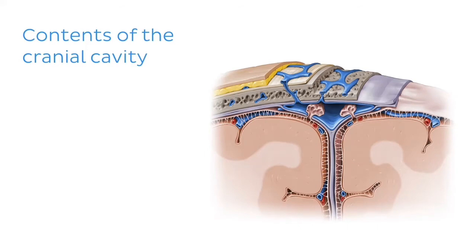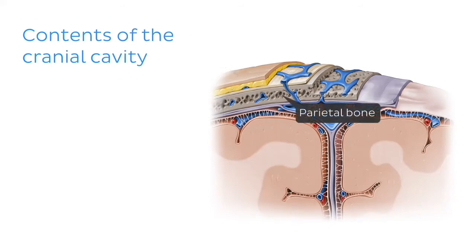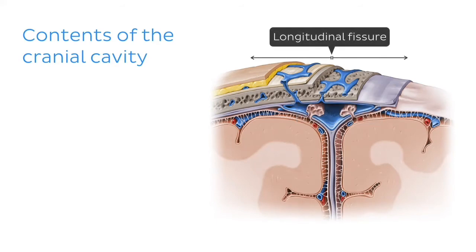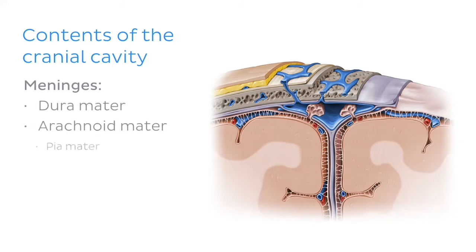So we're now looking at a coronal section of the skull cap, or calvaria, where we can see the skin and subcutaneous fat of the scalp here, superficial to the bone, and it's the parietal bones that we can see here. The longitudinal fissure is running through the plane of the image between the hemispheres of the brain. Underneath the bony walls of the cranial cavity, there are 3 protective layers of tissue, and these are the meninges. From superficial to deep, they are the dura mater, the arachnoid mater, and the pia mater.